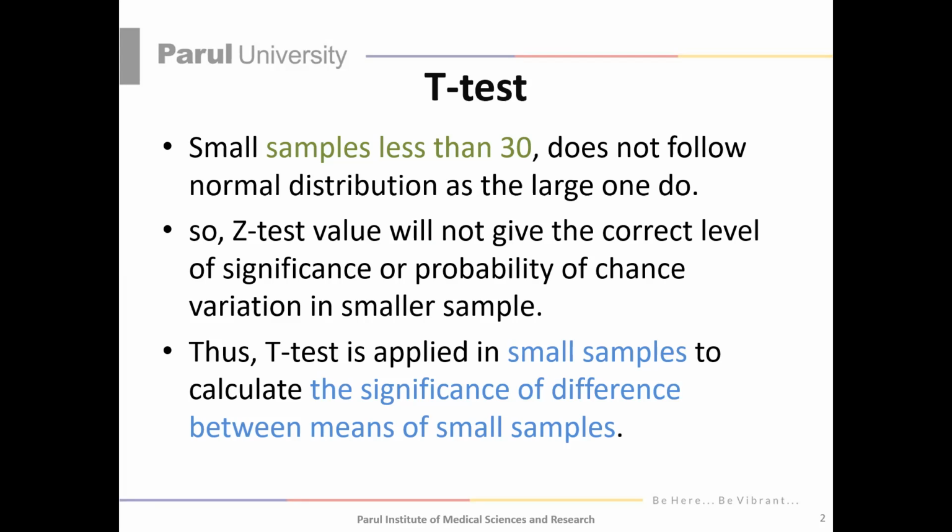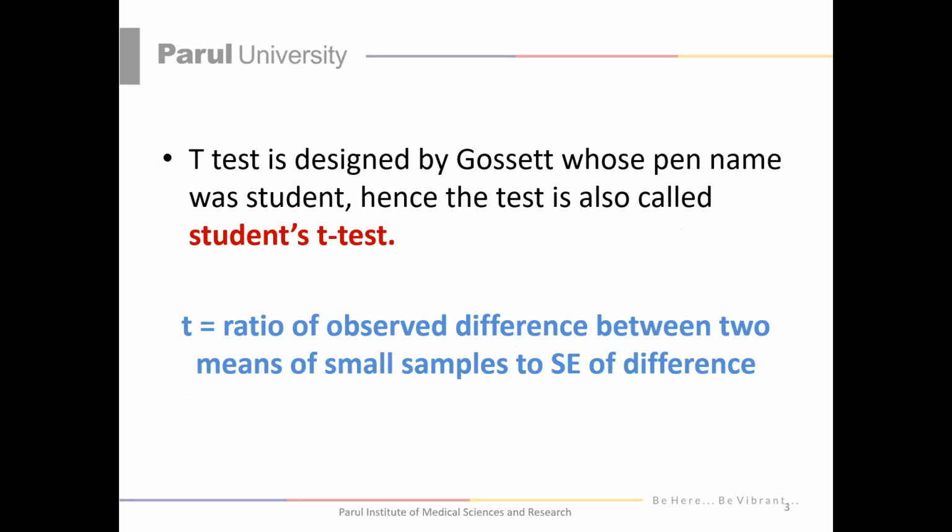Now we will talk about the unpaired t-test. So when can we perform unpaired t-test? If you want to compare averages, the mean of two different populations, then you need to perform unpaired t-test. Now, t is the ratio of the observed difference between the two means of small samples to the standard error of differences.